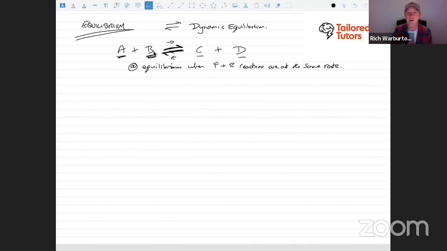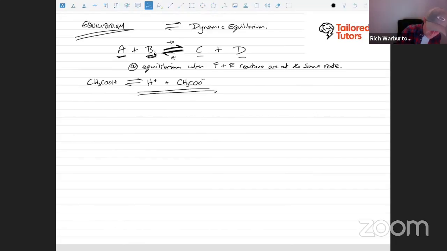Every equilibrium is different. Let's say a carboxylic acid, so something like ethanoic acid, that lies really, really far to the left-hand side. So we get very few products over here. Most of it is over here. So only a few molecules. So this lies really far to the left-hand side. But then you get other reactions, like the Haber process. This one lies quite far to the right-hand side.